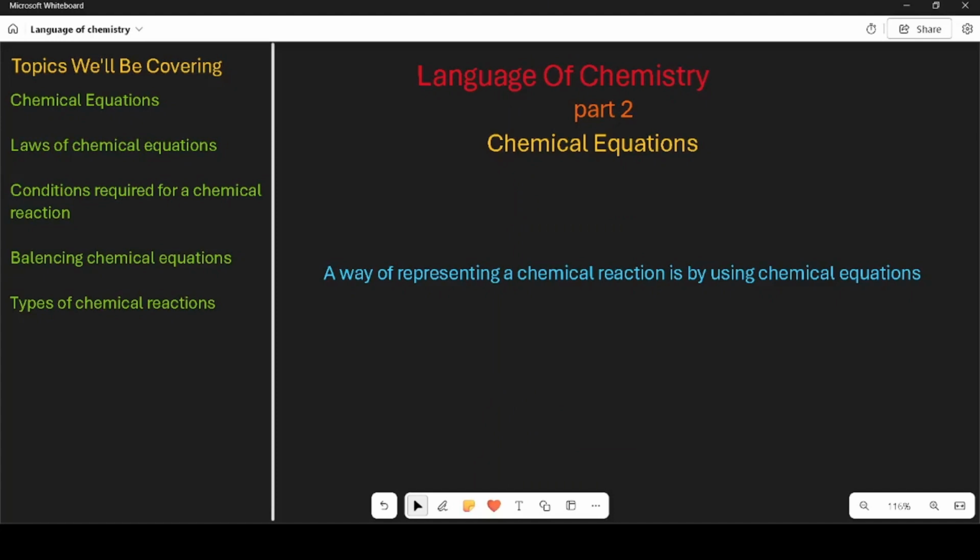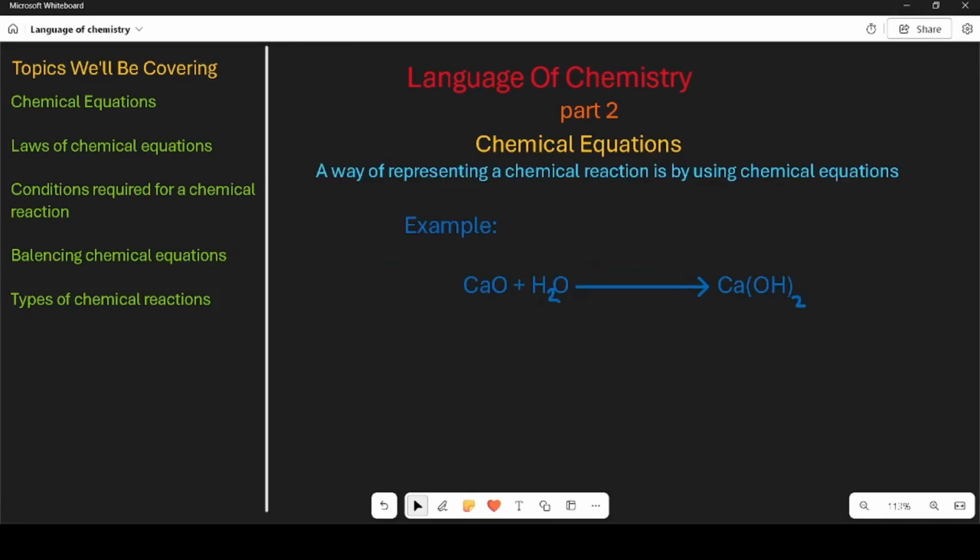By using various symbols and formulae, it is possible to represent a chemical change by means of a chemical equation. So we can define a chemical equation as a way of representing a chemical reaction. Let's take an example. Let's say I mix calcium oxide with water. I will get calcium hydroxide. So this is an example of a chemical reaction that took place, and I can represent the chemical reaction in this way. I'll write the formulas of the reactants which were involved, and I write the product on the other side of the arrow. So this is how I represent a chemical reaction by means of a chemical equation.